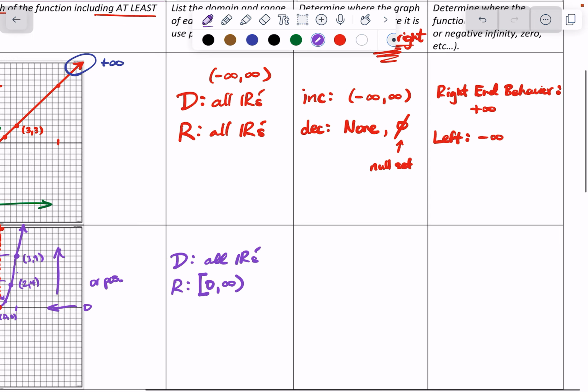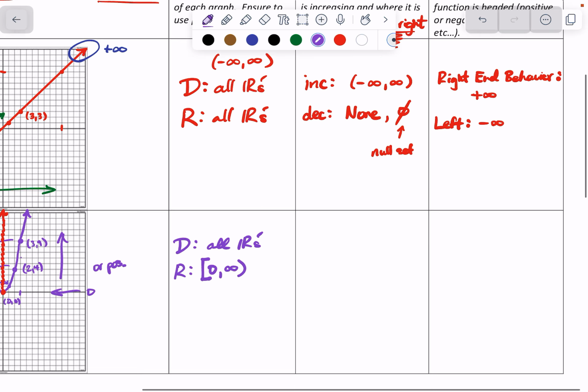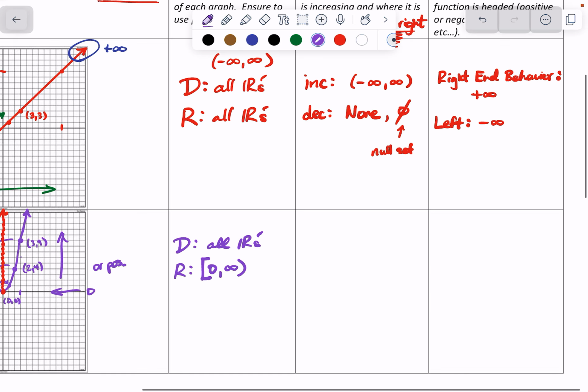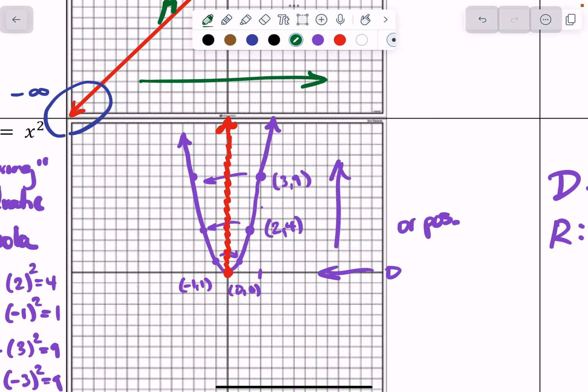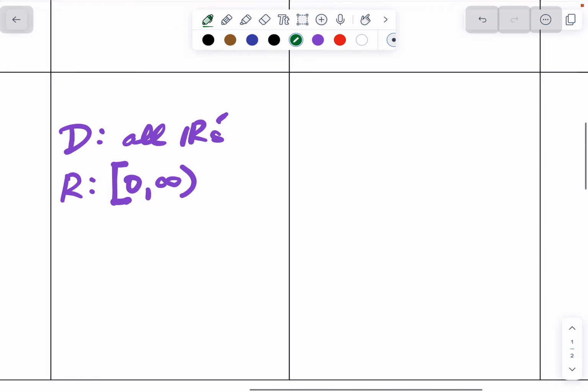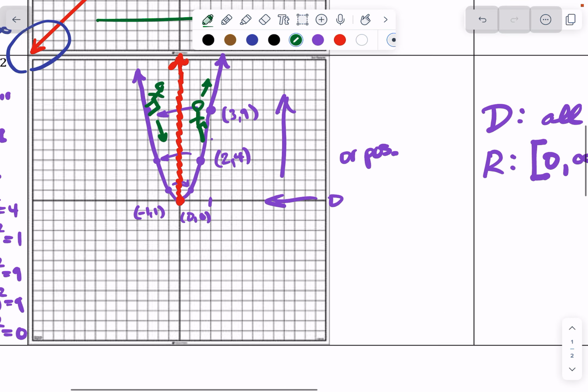I'm going fast because most of you guys know this stuff. I don't want to kill too much time. Increasing, decreasing. So in this case, a little different. Imagine your little hiker dude, right? He's going downhill initially, but then he's going uphill after 0, right? So what we do for increasing, decreasing is we do not include that point right there, right?